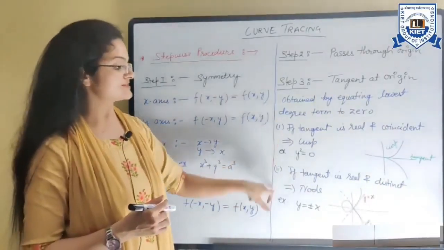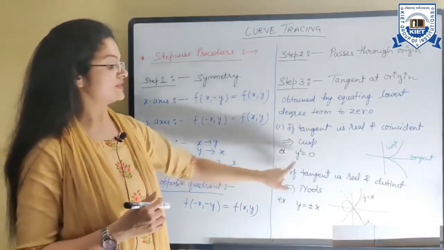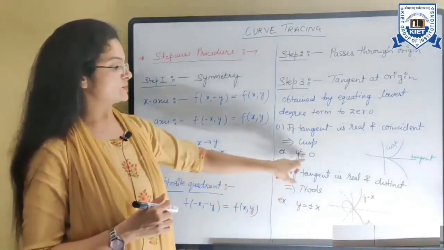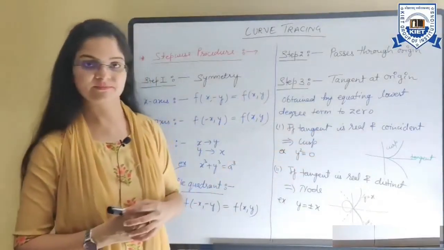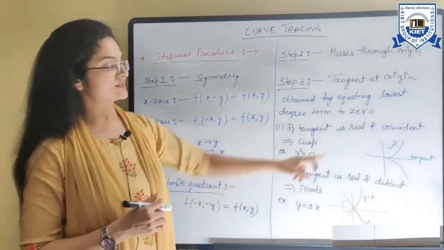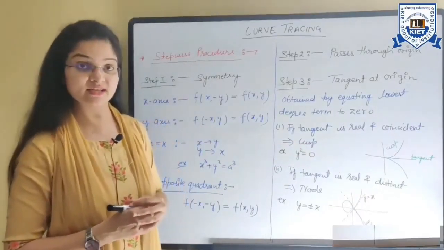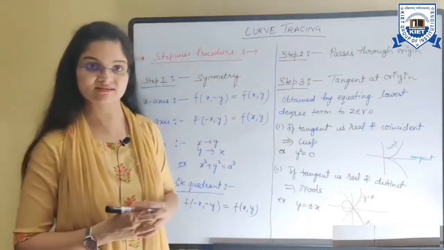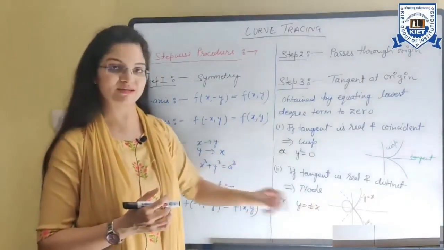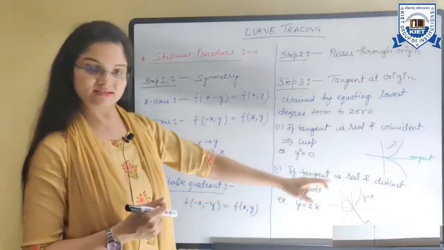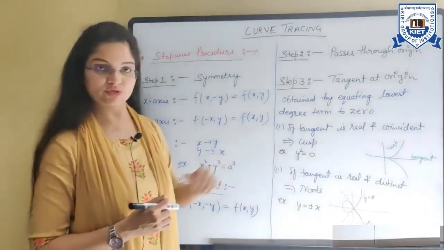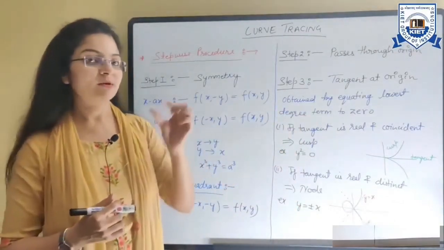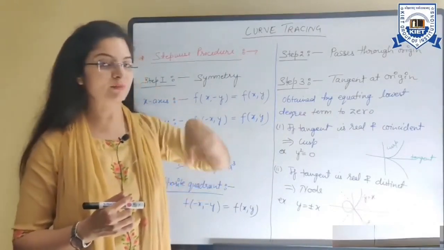So two cases arise. In case 1, if the equation is like y square equal to 0, then the tangents are real and coincident, so there is a cusp at the origin. In the second case, we obtain equations of tangents like y equal to plus minus x, which are real and distinct, and there is a node at the origin. Basically, the cusp and the node are double points. Double points are the points through which the curve passes 2 times.